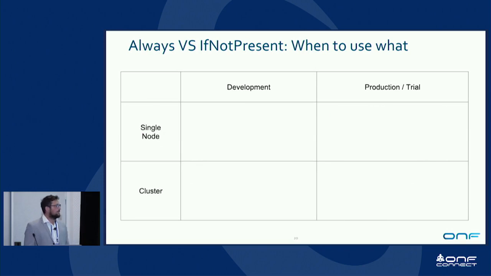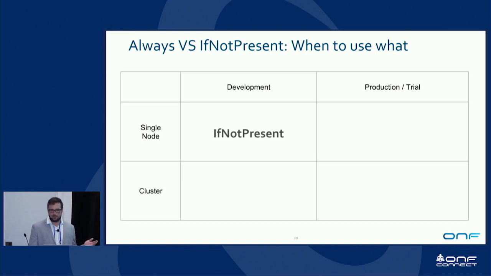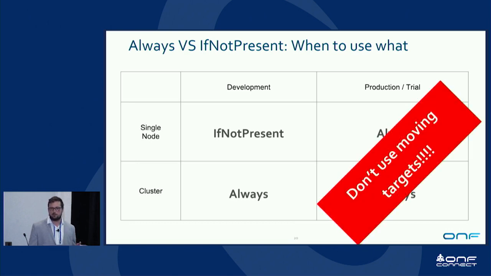So at a very high level, don't take this as a Bible, because there are many nuances in it. But I would suggest using the IfNotPresent policy for development on a single node. For development in a cluster, always pull images so you're sure what you're getting. Production and trials, always pull images, with a big exclamation mark. Don't target moving images if you're running trials.